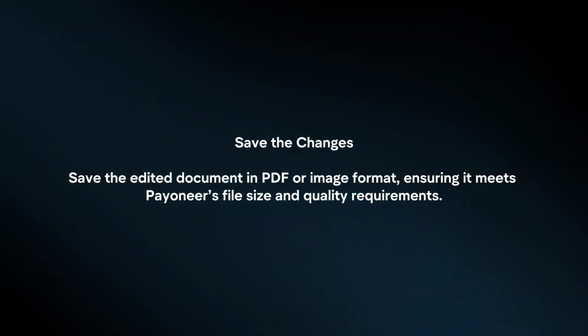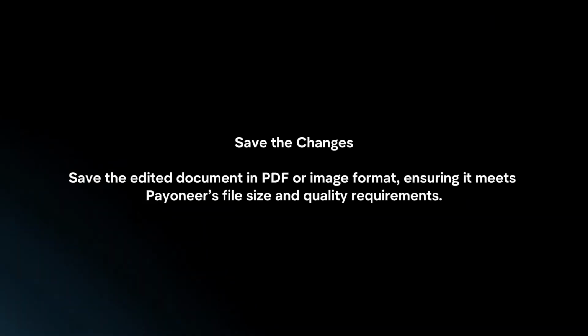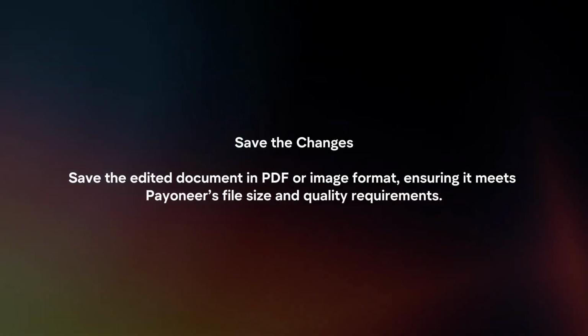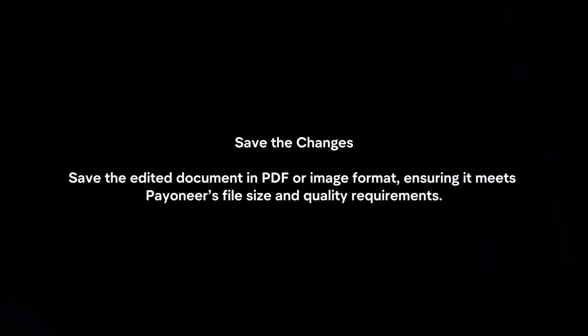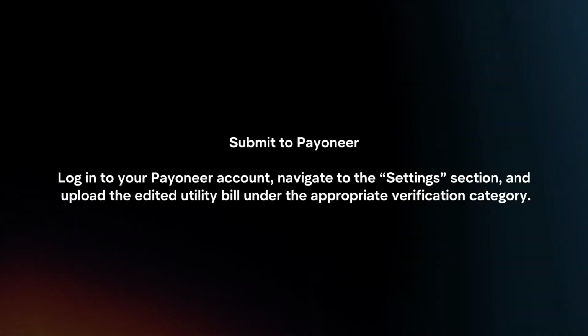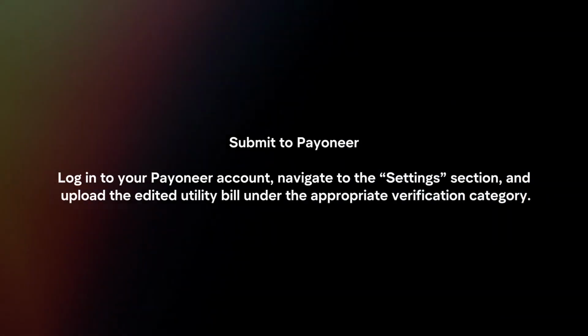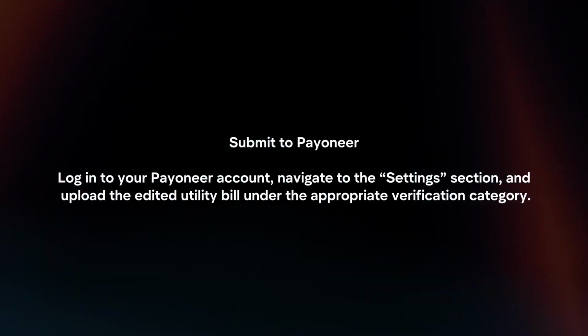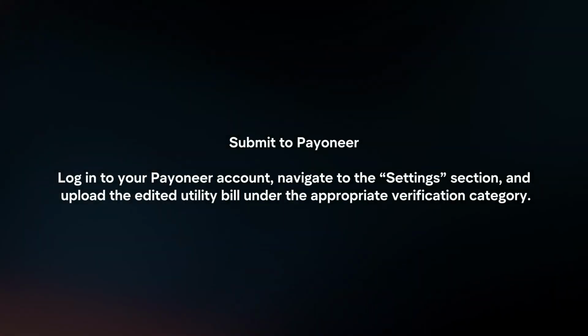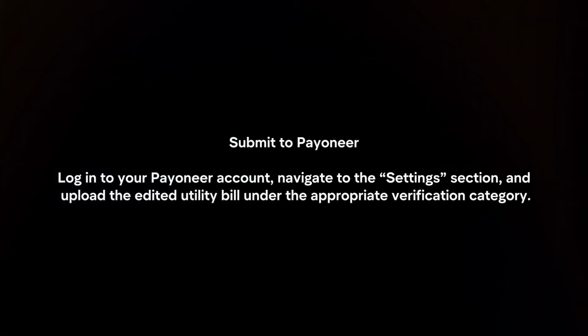Save the changes. Save the edited document in PDF or image format, ensuring it meets Payoneer's file size and quality requirements. Submit to Payoneer. Log into your Payoneer account, navigate to the settings section, and upload the edited utility bill under the appropriate verification category.